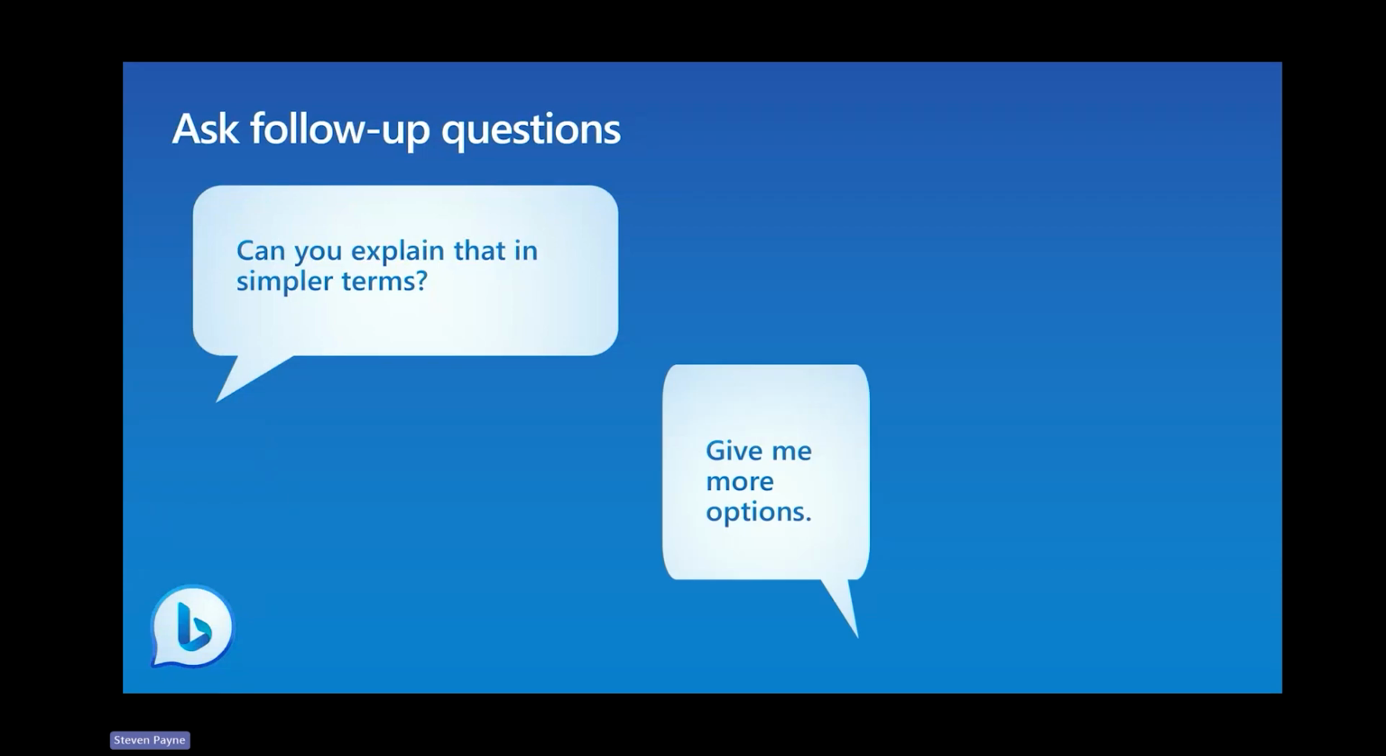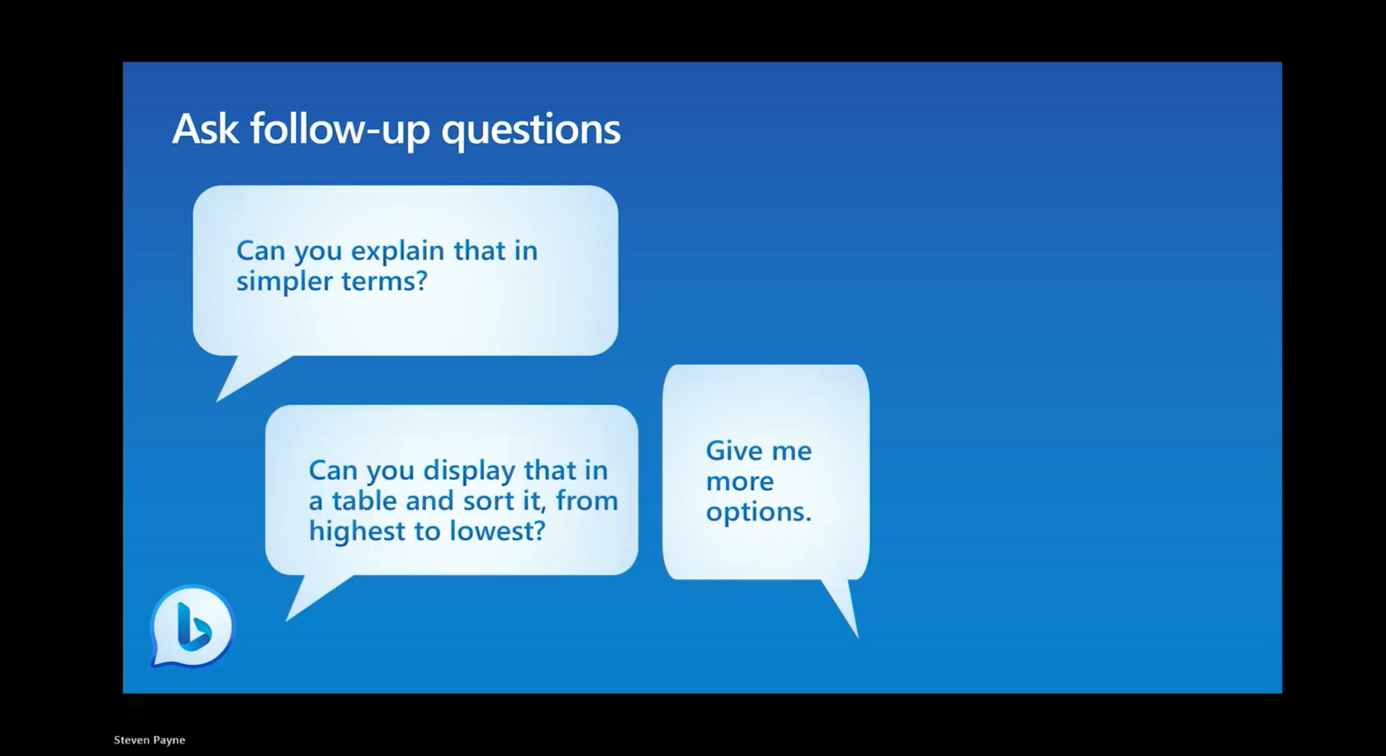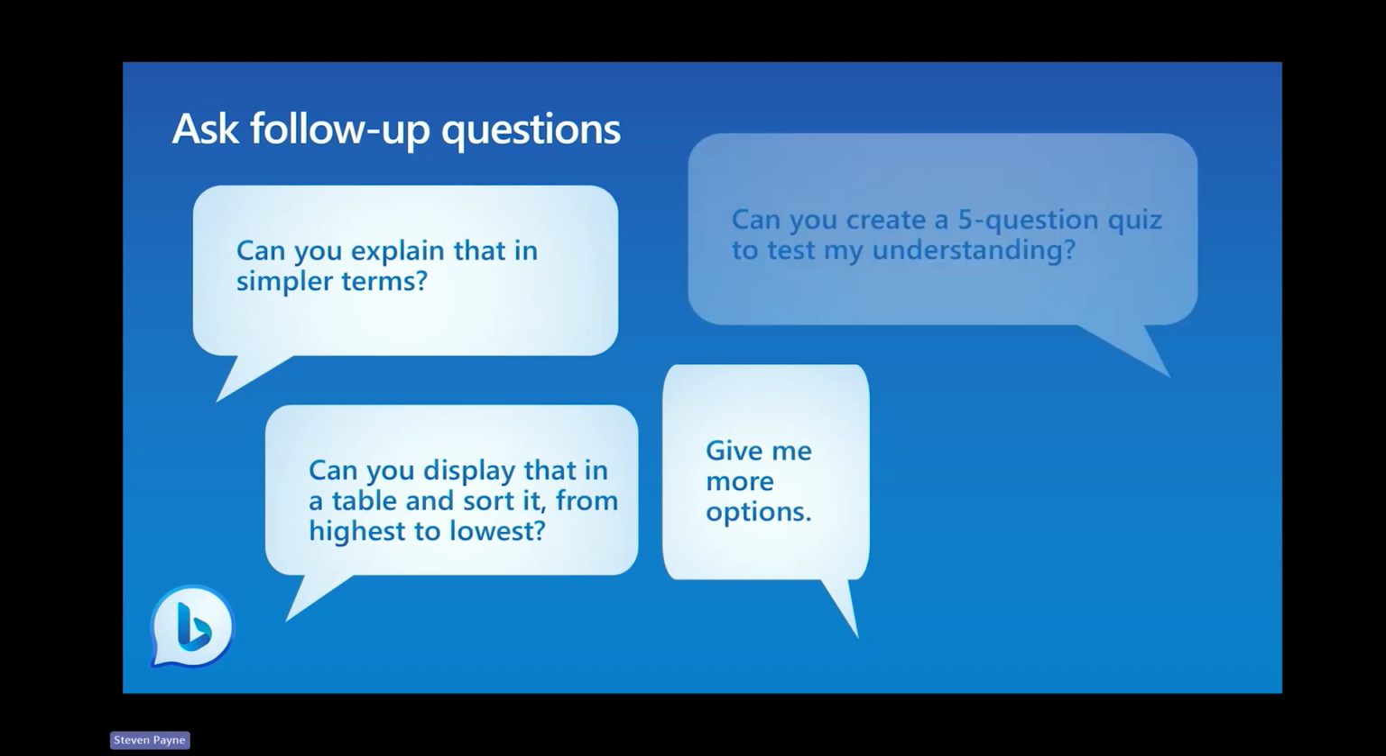Give me more options. So it might give me some information, and it suggests follow-up questions that might be useful. Can you display that in a table and sort it from highest to lowest? I was working with some students last week on the different sizes of birds in Western Australia. And then we got it to put it in a table. It listed things in inches, so we asked it to rewrite it in centimeters and to include male and female birds, and we just built up the table just by asking it to refine those solutions.